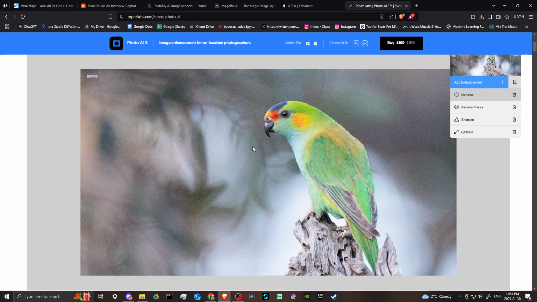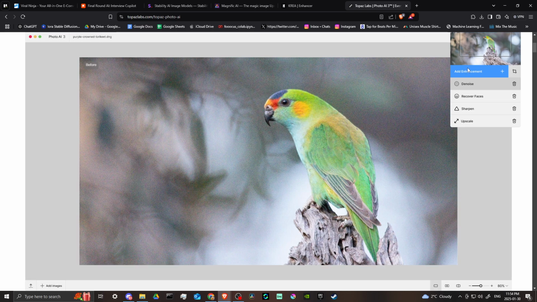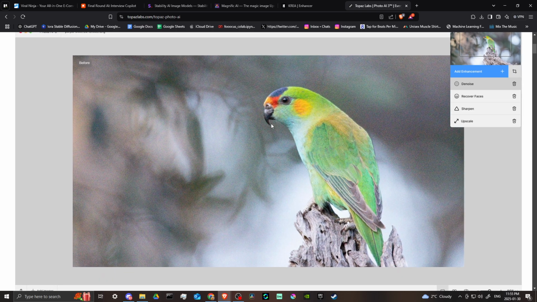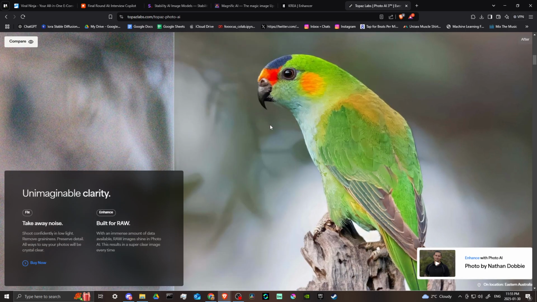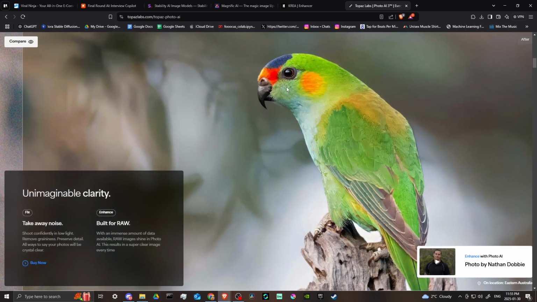But we could just take a look here for ourselves. You could see that with Topaz, we have autoenhancement, denoise, recover faces, sharpen, and upscale. So the upscaler is where things are similar to what you would have with Magnific, but that's basically the main difference between the two of them. You're either looking at a $55 a month subscription or a one-time charge of $200. And here you could see what the results are like with Topaz, and they really are quite spectacular. I mean, you could see that change in detail.